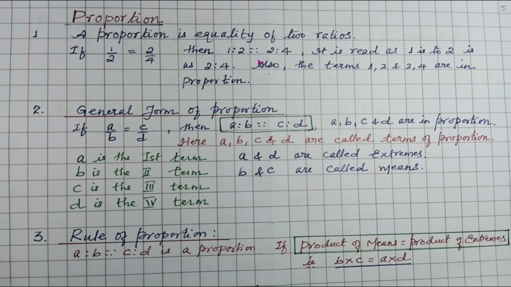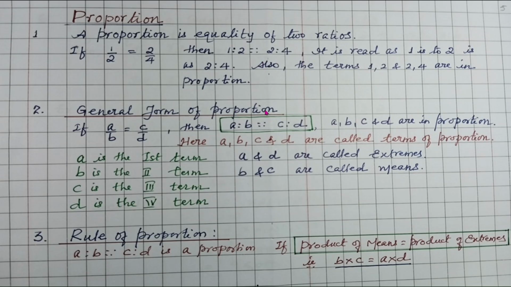Now the next important study is proportion. Now what is a proportion? If two ratios are equal, then they are said to be in proportion, or a proportion is equality of two ratios. In a proportion, we have 1:2 as one ratio, 2:4 as another ratio. Because they are equal, they are said to be in proportion, and the method of representing a proportion is 1:2 proportion 2:4. Remember that 1, 2, 2, 4 are in proportion.